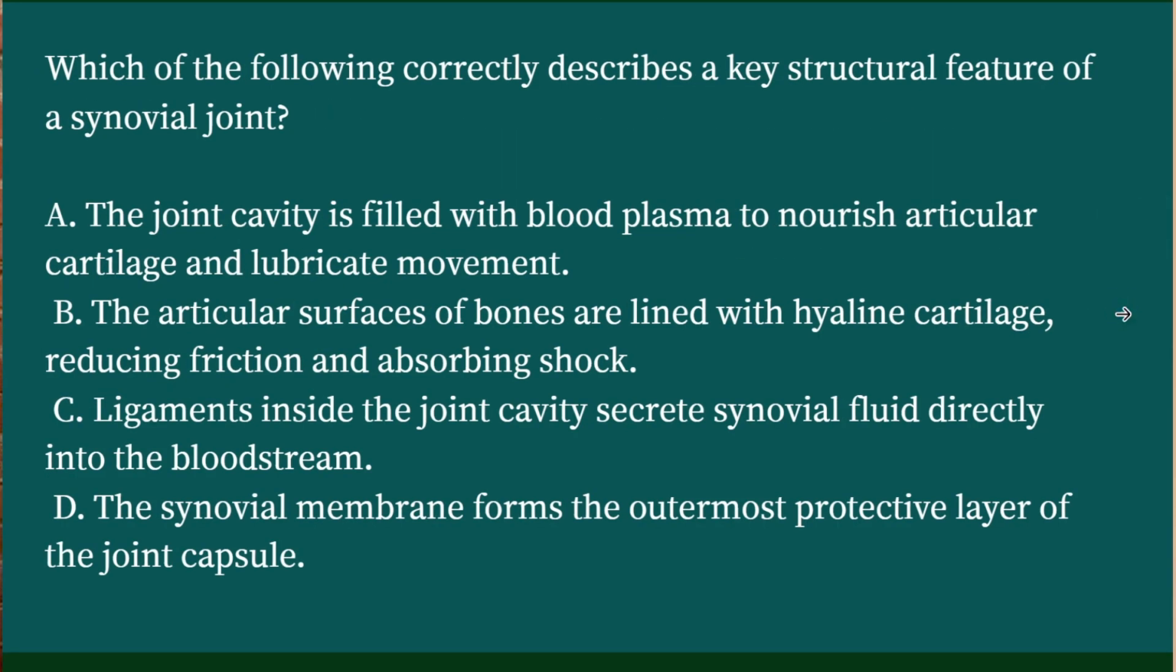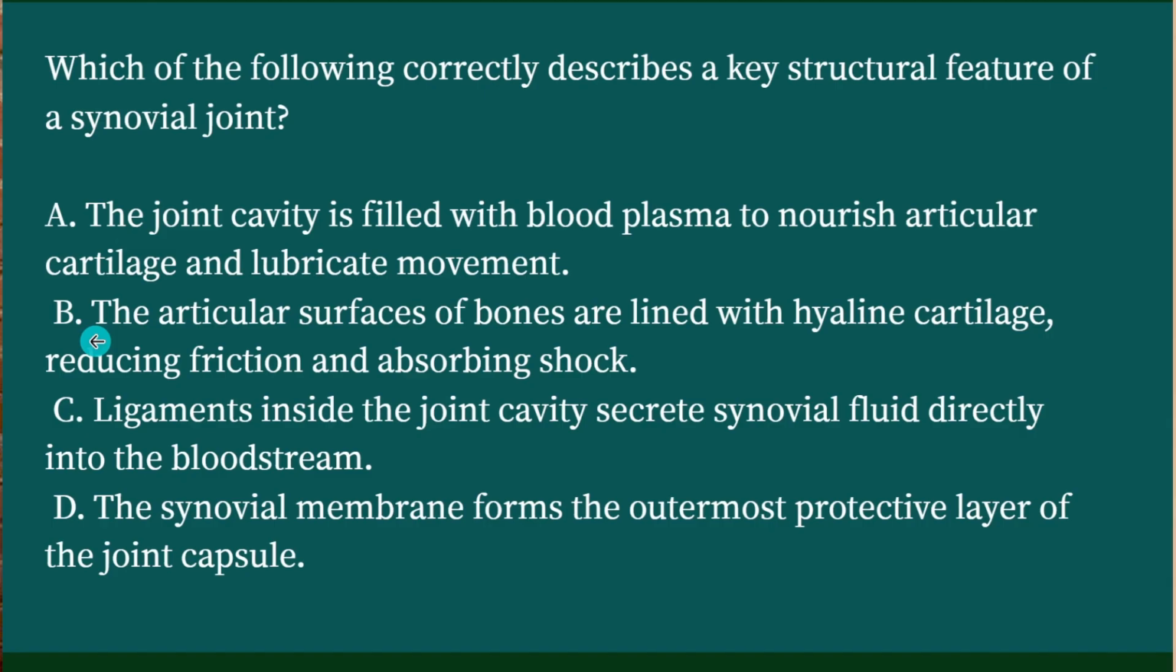Okay, which of the following correctly describes a key structural feature of a synovial joint? So do you remember all the structural features of the synovial joint? Let's go through. Correctly describes. So we're looking for one correct answer. The joint cavity is filled with blood plasma to nourish articular cartilage and lubricate movement. That's not true. The joint cavity is filled with synovial fluid.